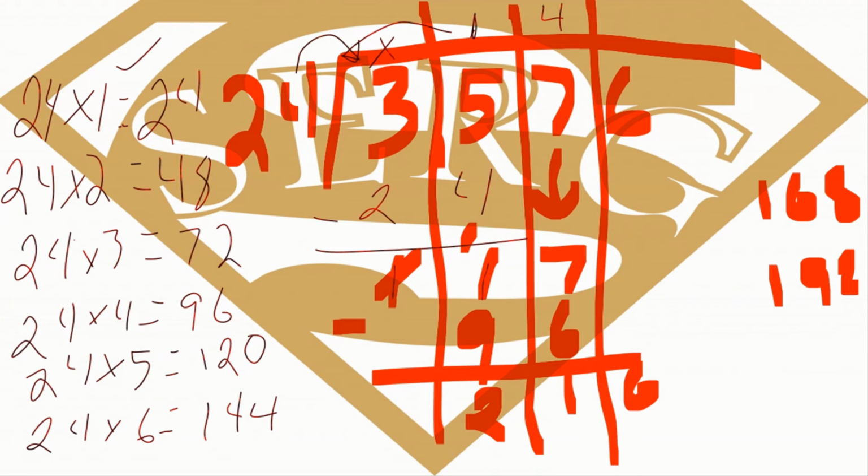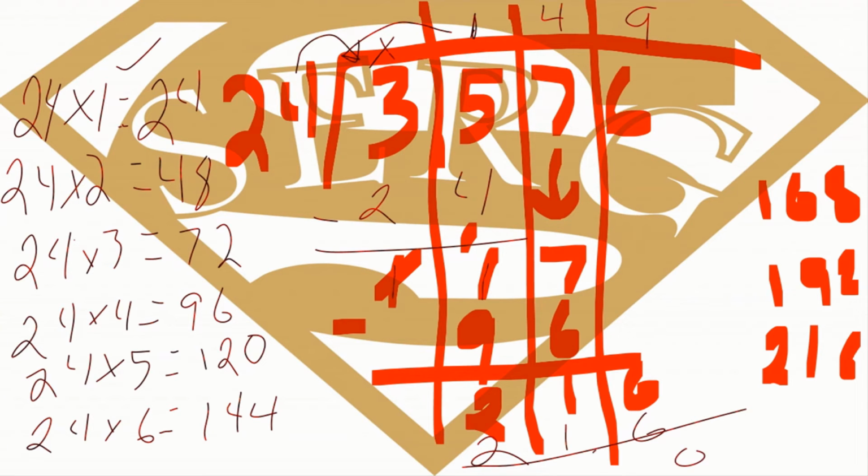24 times 9 is 216. Oh, just exactly 216. So 24 times 9 equals 216. Exactly. Boom. And when I do that, 6 minus 6, 0. 1 minus 1, 0. 2 minus 2, 0.